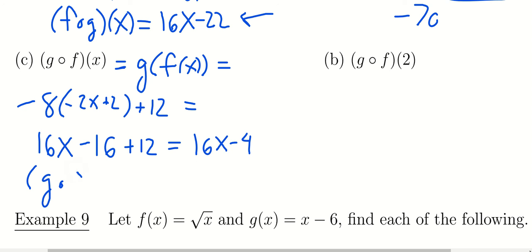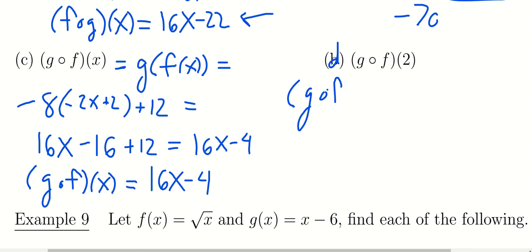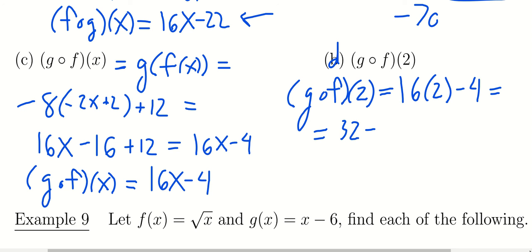So g composed with f of x is equal to 16x minus 4. In what should be labeled part D, they want g composed with f of 2. Well, we just found that function. That was the answer to the previous part. G composed with f of 2 will be equal to 16 times 2 minus 4. That is 32 minus 4, which is going to be equal to 28. So g of f of 2 is equal to 28.